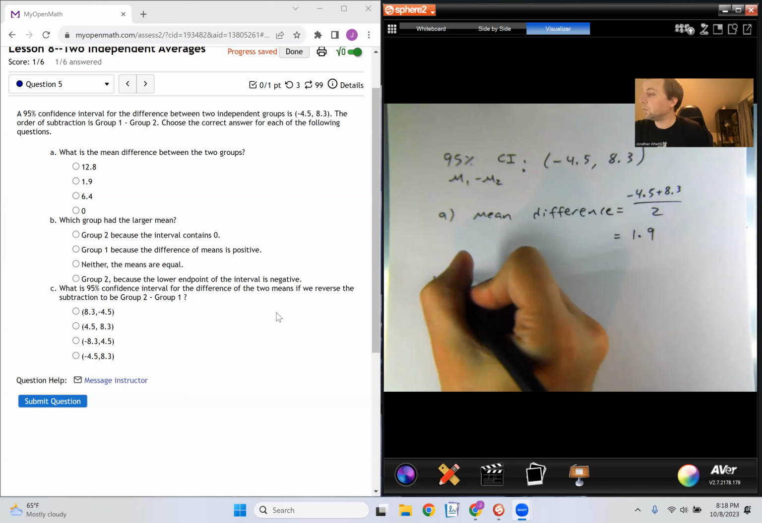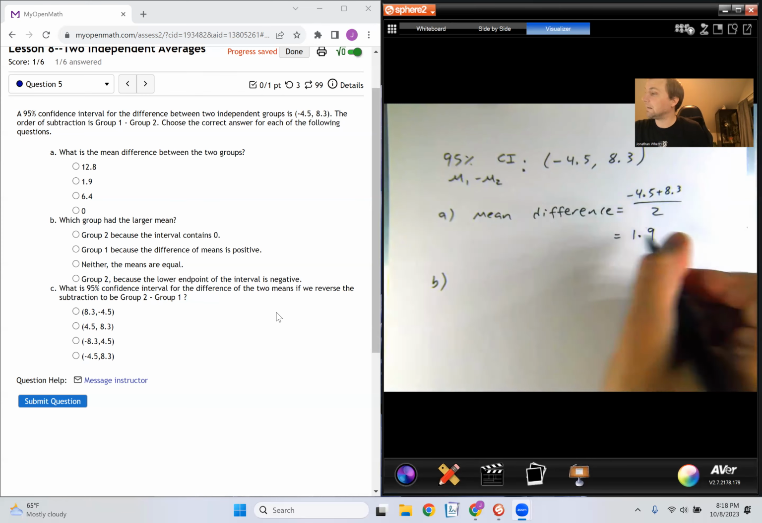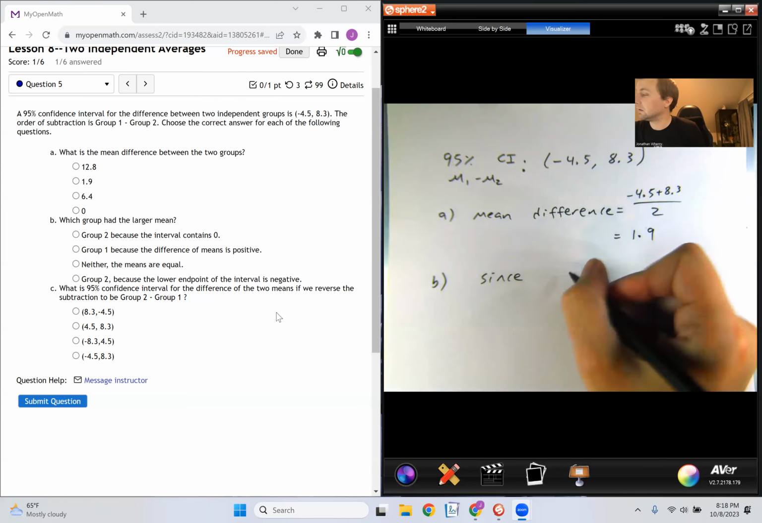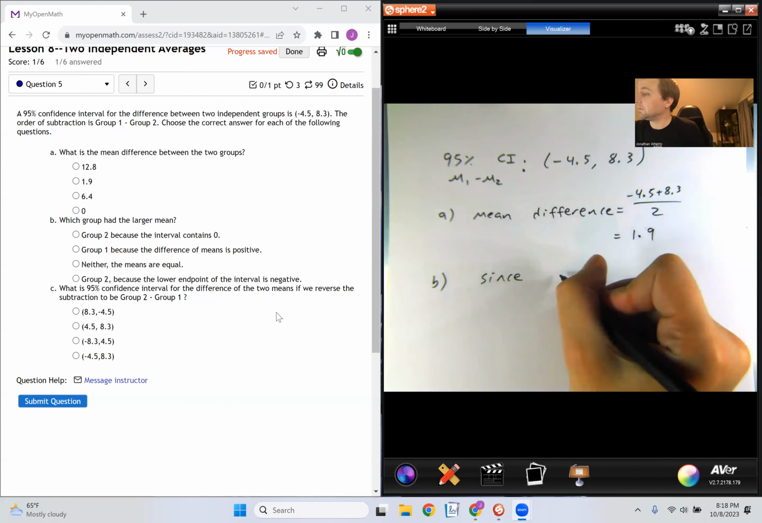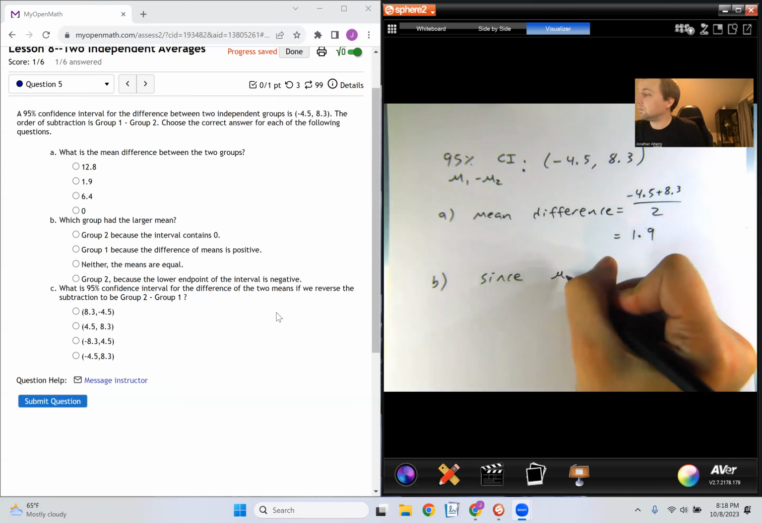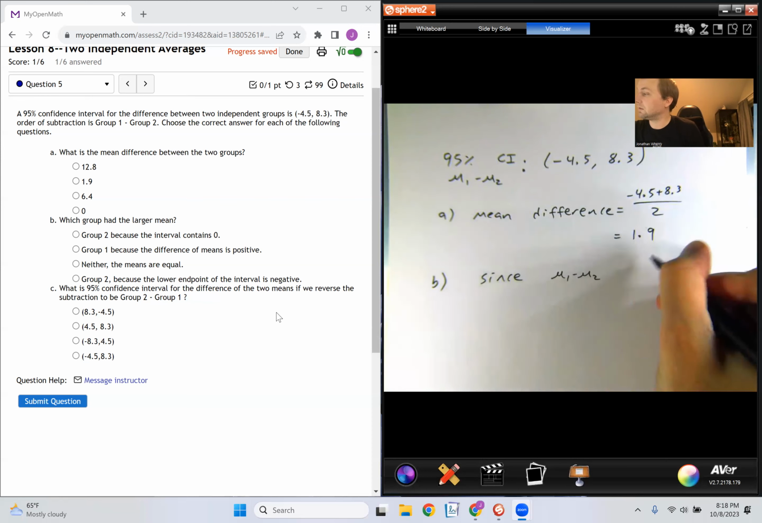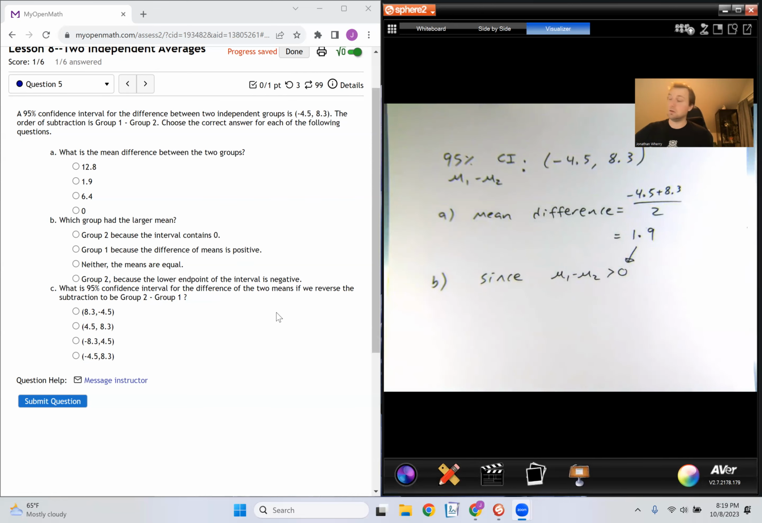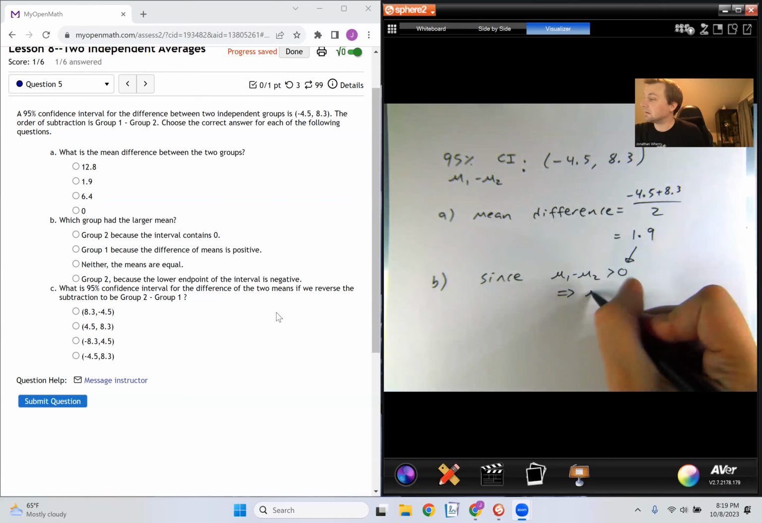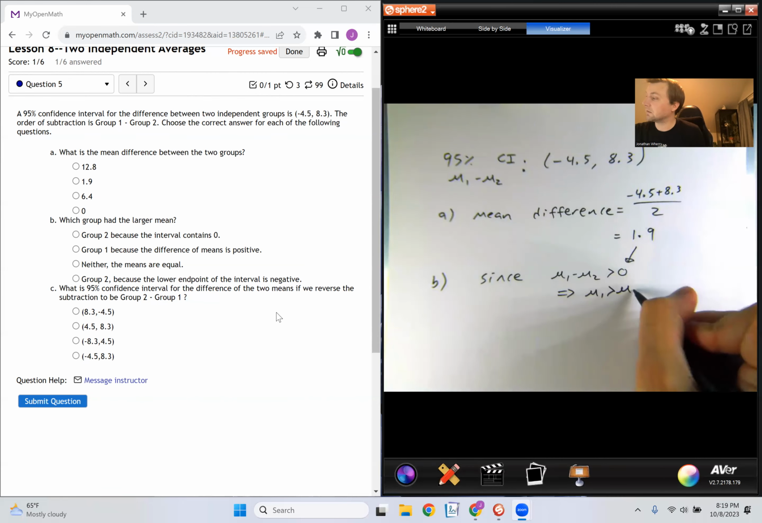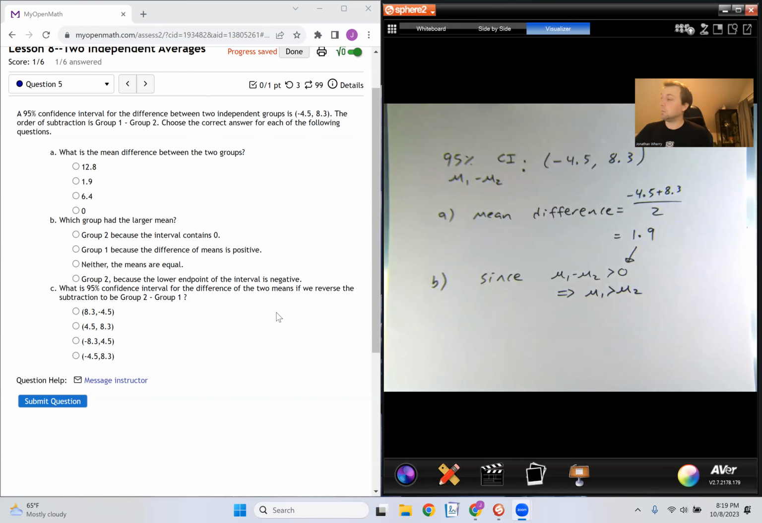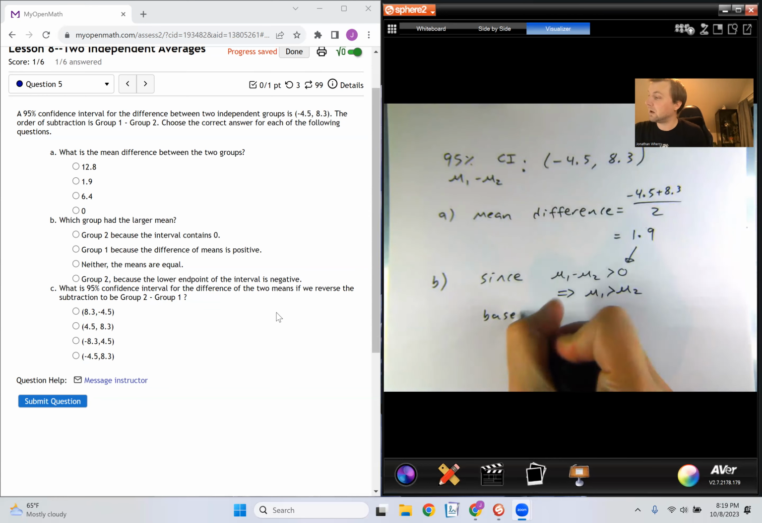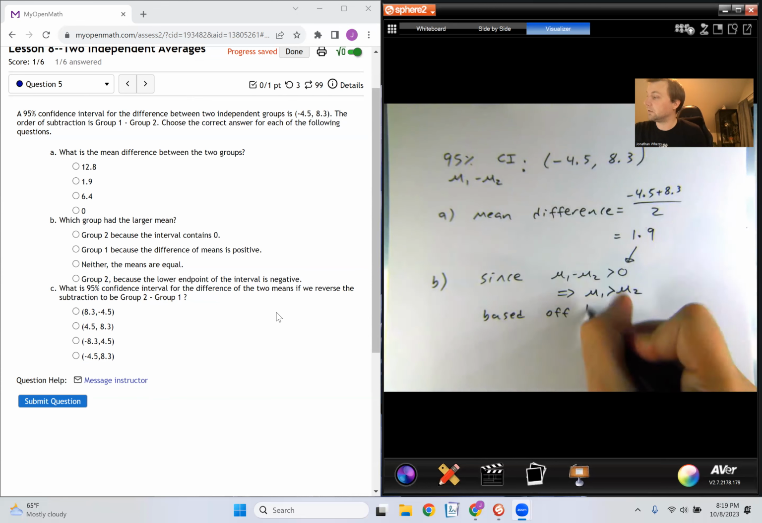Now I'm noticing for that mean difference of 1.9, that is a positive number. So since my difference for mu1 minus mu2 is this positive number, just interpreting this value here, this gives me some evidence that my first average is larger than the second average. But this is just for that single point estimate. So this is based off the center.